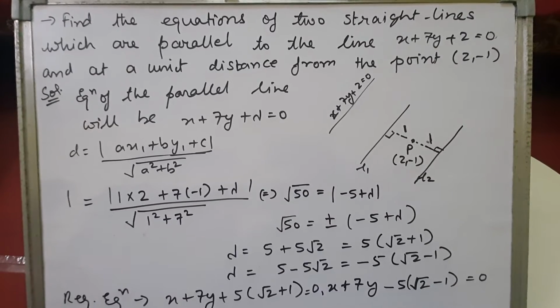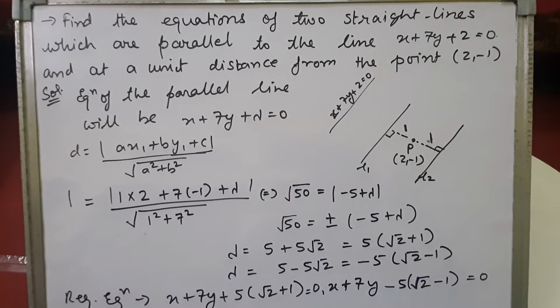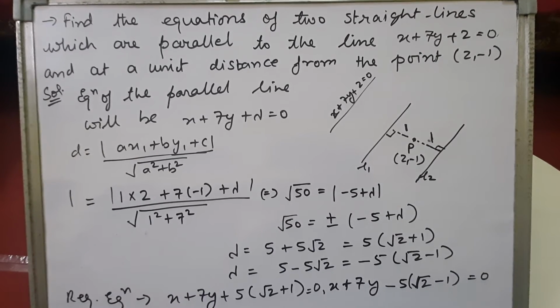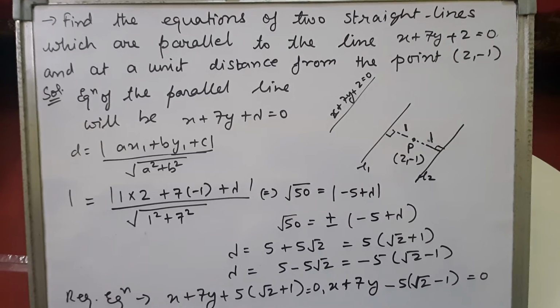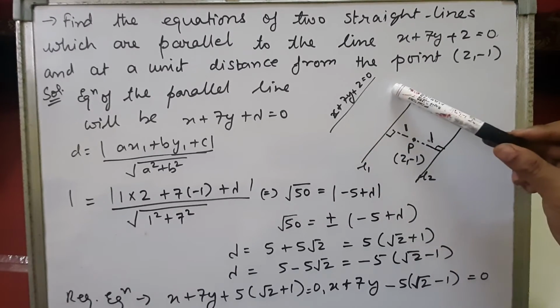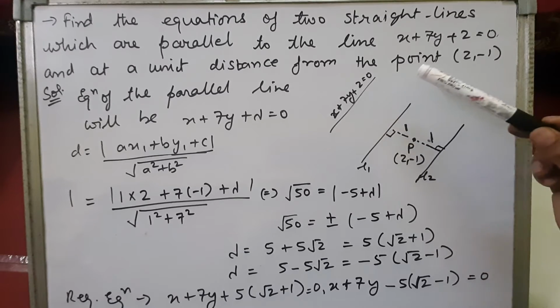Okay, children, let's see another sum. Here we are given: find the equations of the straight lines which are parallel to the line x plus 7y plus 2 equals 0 and at a unit distance from the point (2, -1), right? So I have drawn this diagram to make you understand what the question says. There is a line x plus 7y plus 2 and we have to find the equations which are parallel.